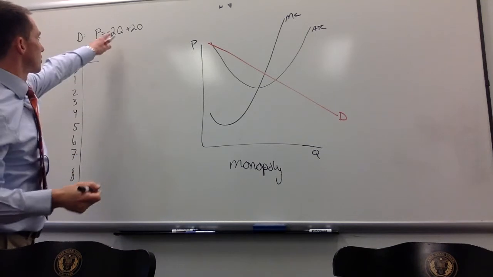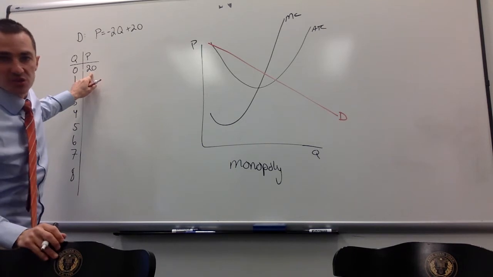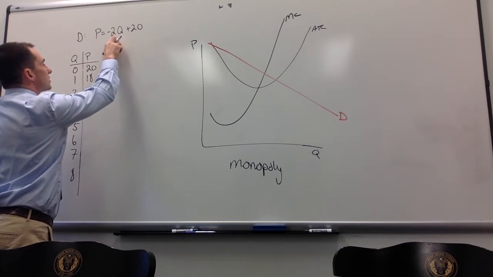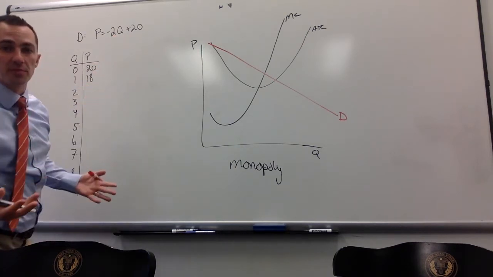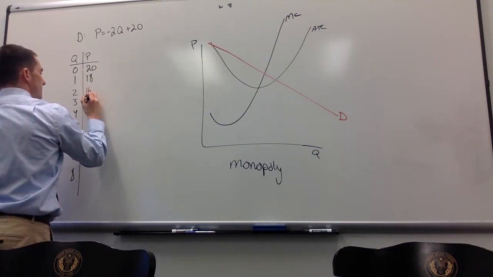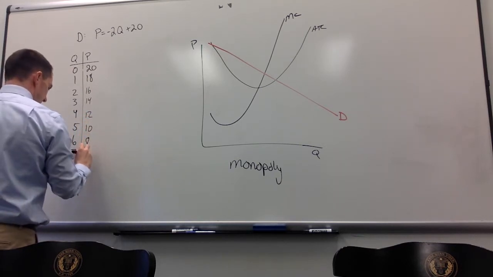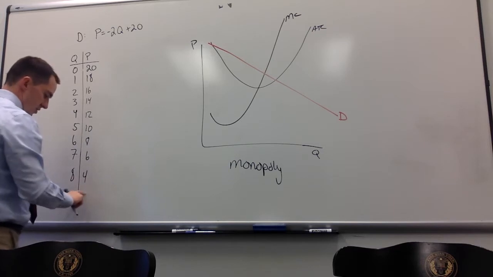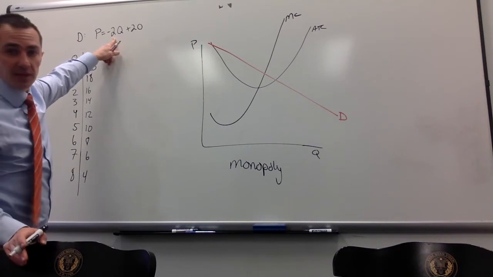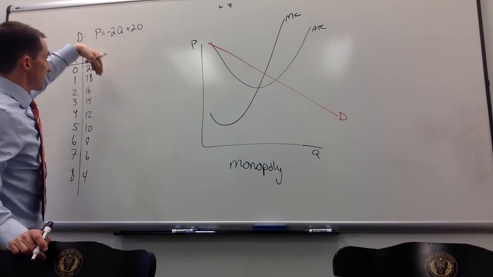If I sell 0, what should the price be? Just plugging into this equation, 20. If the price is 20, no one will buy any. But if I lower the price by $2 to $18, one person will buy. I keep going, 16, 14, 12, 10, 8, 6, 4. Price goes down by 2, the quantity is going to go up. Or thinking about slope, if quantity goes up by 1, the price goes down by 2.